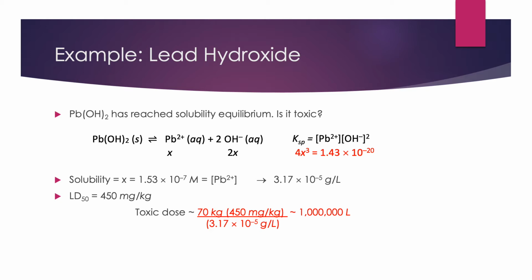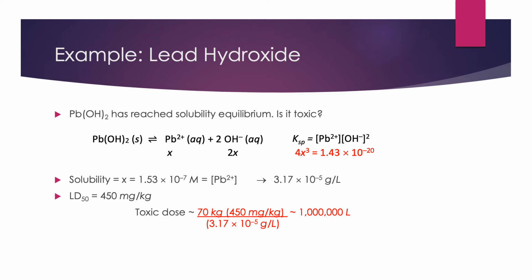And so that is the concentration of the lead 2+ ion. Now we can go further and express this, instead of in molarity, in grams per liter, and we'll see in a moment why that might be preferred, simply by multiplying by how many grams per mole are in lead. Lead is about 207 grams for every mole of lead. So if we multiply 1.53 times 10 to the minus 7 by 207, we'll get 3.17 times 10 to the minus 5, and that's how many grams per liter there are of this ion.